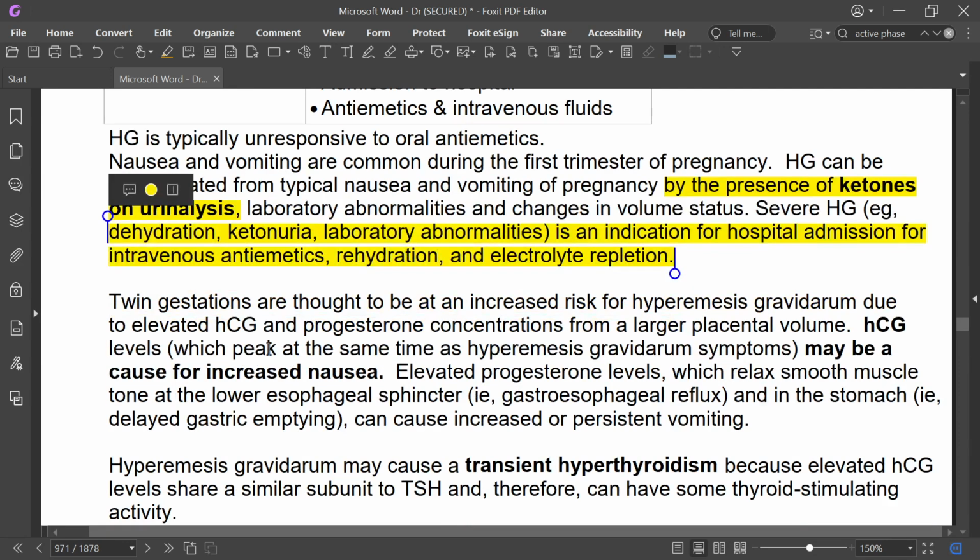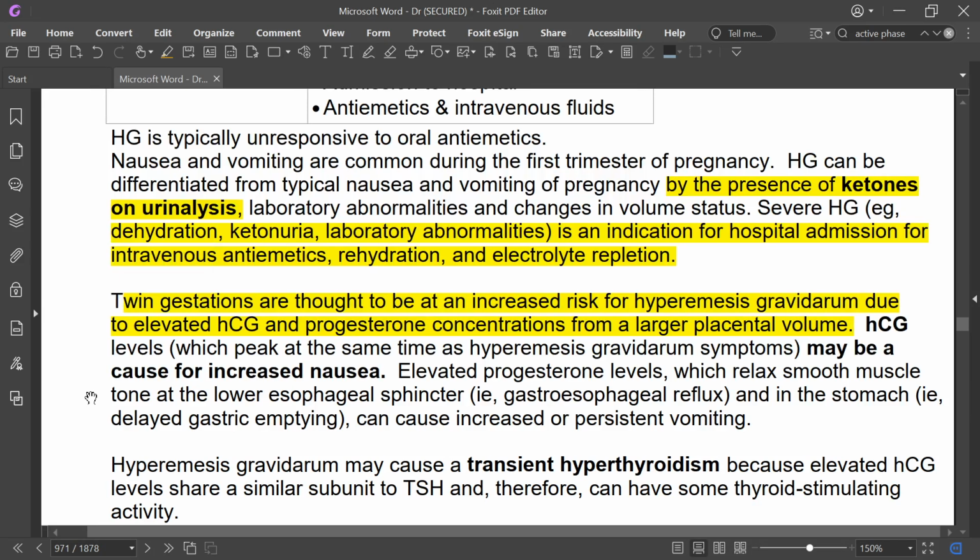Twin gestations are thought to have an increased risk of hyperemesis gravidarum due to elevated beta hCG and progesterone concentration from a large placental volume. hCG levels, which peak at the same time as hyperemesis gravidarum symptoms, may be a cause of increased nausea.